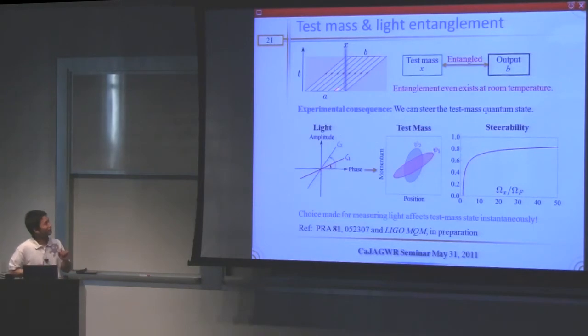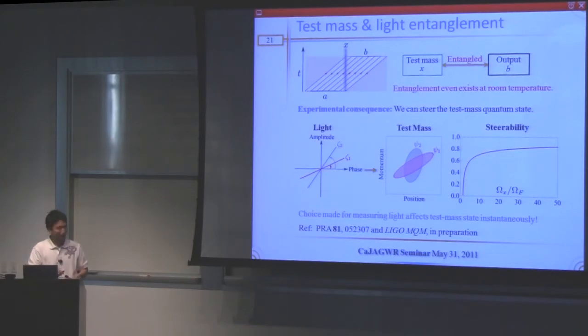And we recently figured out that the output field is always entangled with the test mass, even at room temperature. What does it mean? It basically means that the output field and the test mass have some kind of quantum correlation. This means that whatever measurement we perform on the optical field, we have an instantaneous influence on the quantum state of the test mass. This is called quantum entanglement. Very weird, but it's there.